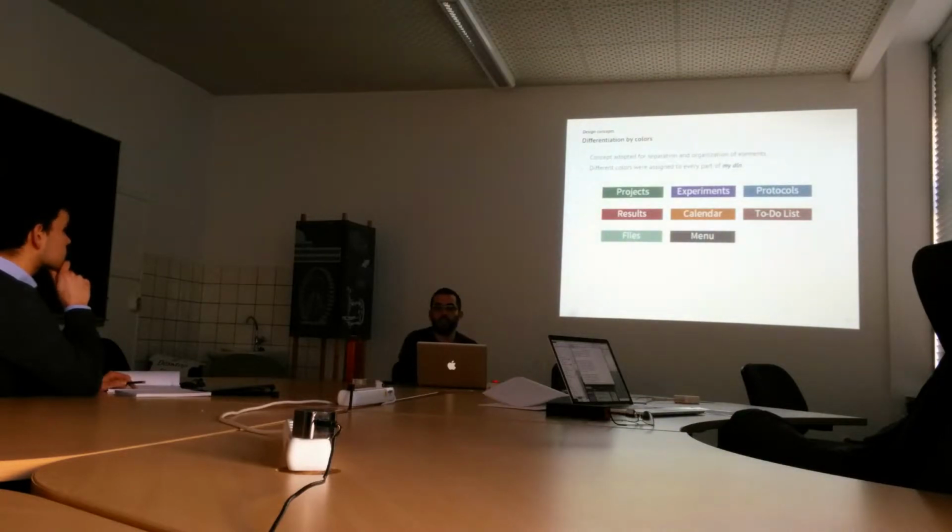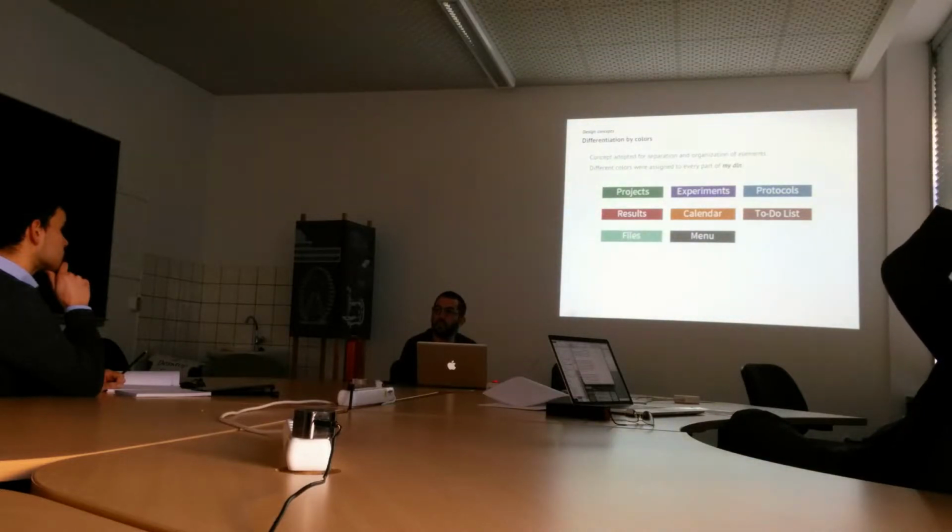So the next concept is called differentiation by color. This is a concept that I adopted in the whole interface. The idea here is that the user will see where exactly he's working, not only by the title or by the information, but also by the color that the whole page has. For example, the blue one for protocols or this red one for results. It will help the user to visually know exactly what he is working on and get fast access to all the information.